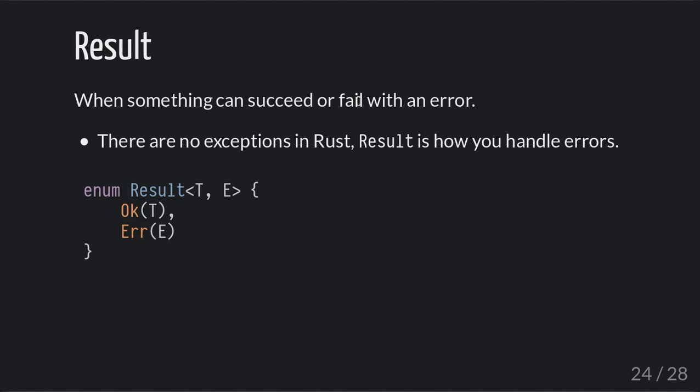This combined with match means you can match on a result that happened, and you can say, if it was okay, then extract the value out and do something with it. And if it was an error, you can match on the particular error and handle them separately, or you may just punt it back up and return it to the caller. So there's no exceptions, and this is how you deal with that. You just return the value, and there's a bit of language support for making that ergonomic as well.